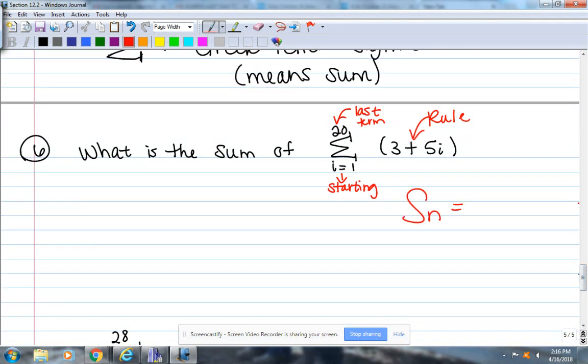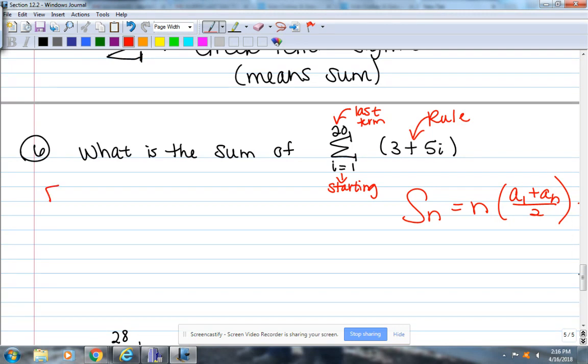S sub n equals n, parentheses, a sub 1 plus a sub n, divided by 2. It's basically n times the average of the first and the last. Because if I take two things and add them together and divide by 2, I'm finding their average. Right? Yes, ma'am. So that's what I'm going to do. I need to find the first term and the last term.